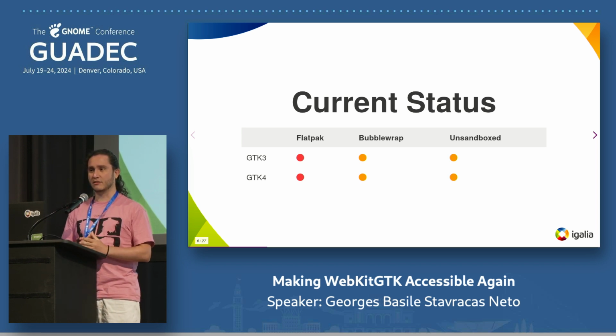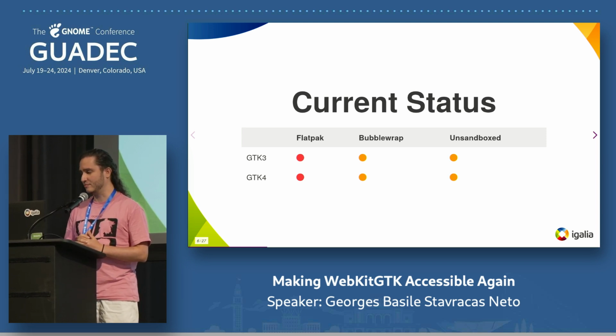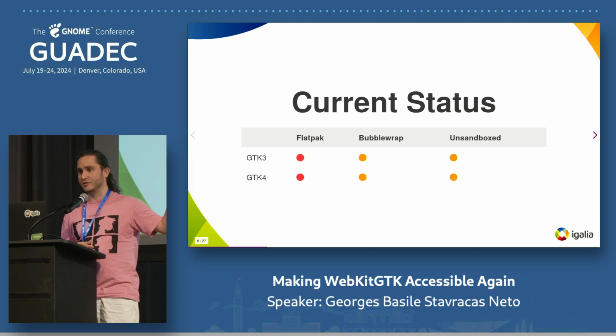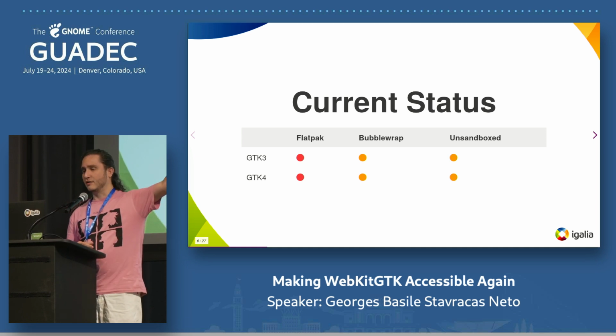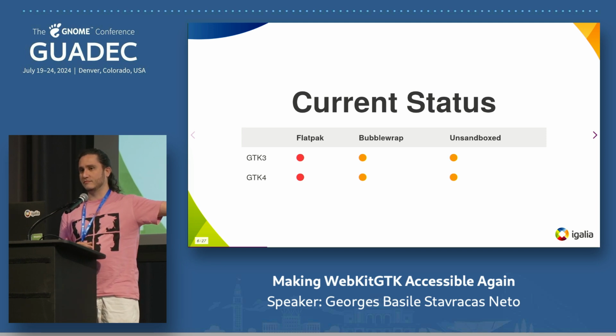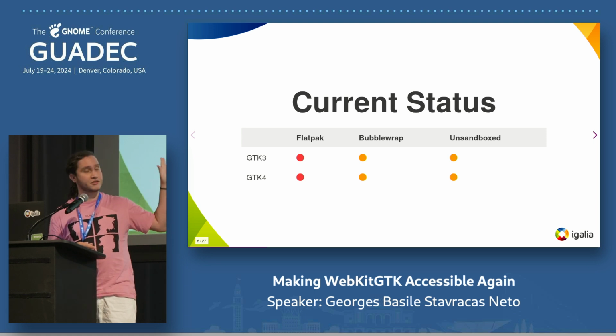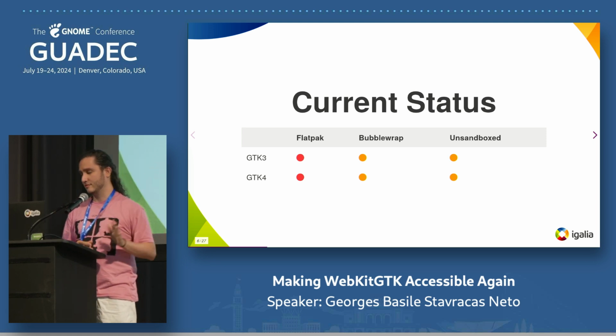That means if you install Epiphany on your host system using your distro package, you will kinda have accessibility on the web pages that Epiphany is displaying. And on the unsandboxed case, it is also in the same situation. Basically, as of last week, both bubblewrap and unsandboxed situations are equal. So really the major pain point right now is the Flatpak builds as a sandbox.